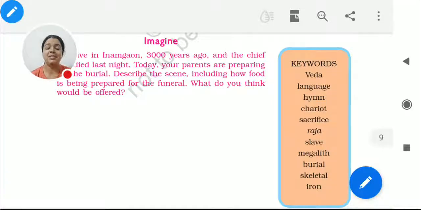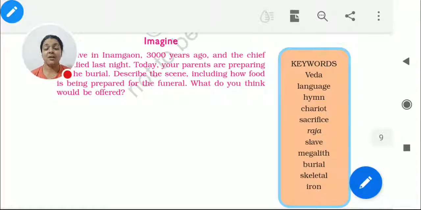Now sacrifice. Sacrifice is a kind of act which was performed long, long ago to praise God. That was known as sacrifice. In that, people were giving lots of things to the Brahmanas, who were performing rituals, and along with that, they were giving cows, goats and other cattle also. So that is called sacrifice.